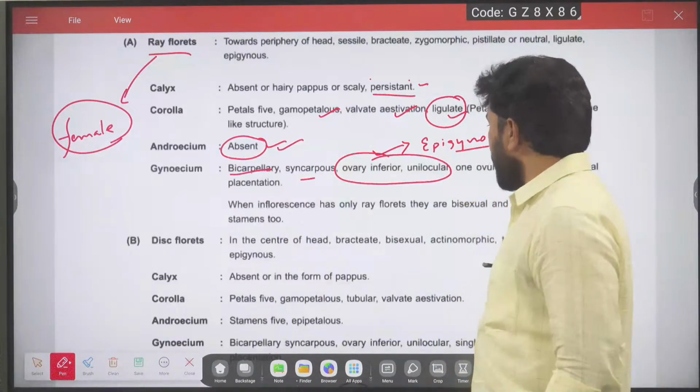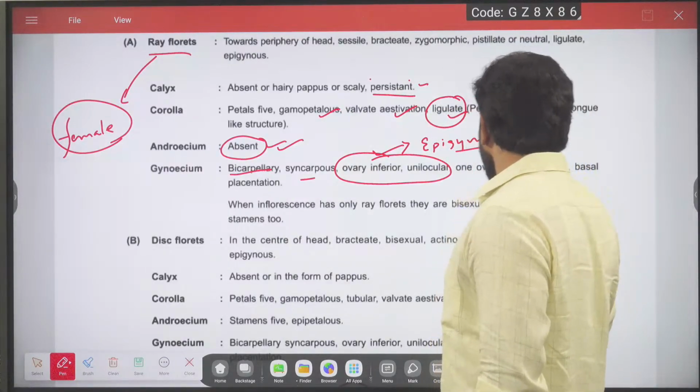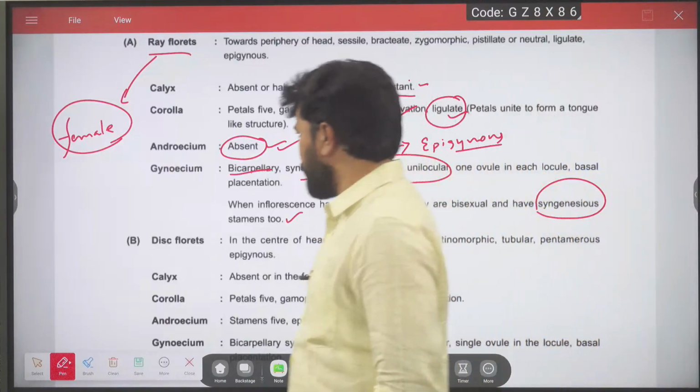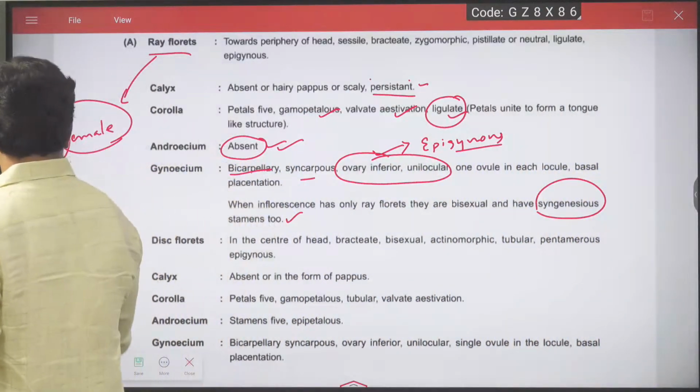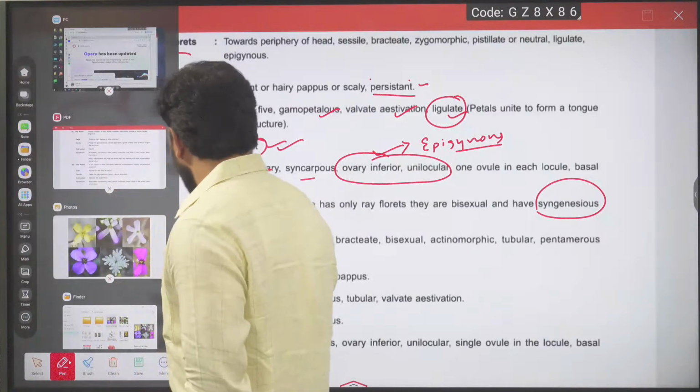When an inflorescence has only ray florets, they are bisexual and have syngenesious stamens too. What do you mean by syngenesious stamens? I wanted to show you them. Syngenesious.